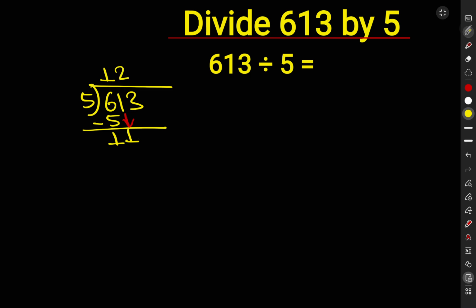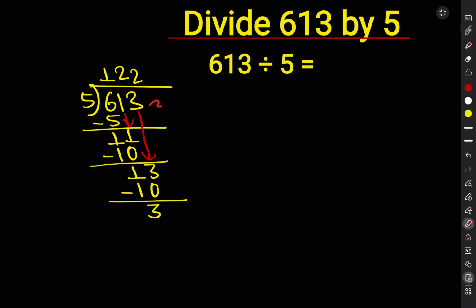So 5 times 2 is 10. On subtracting we get 1. So again we put down this 3 and it is 13. So 5 times 2 is 10. On subtracting we get 3.